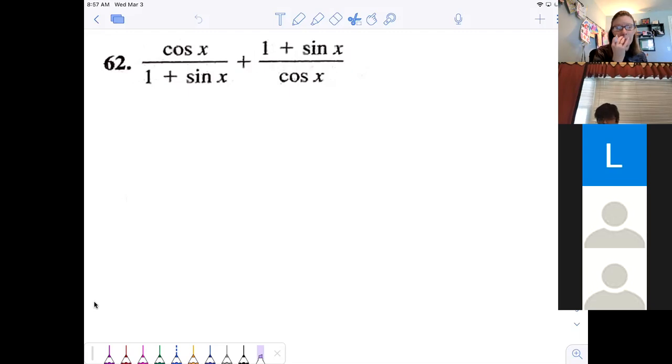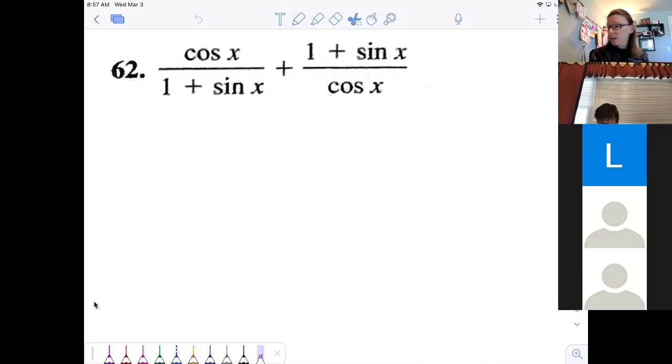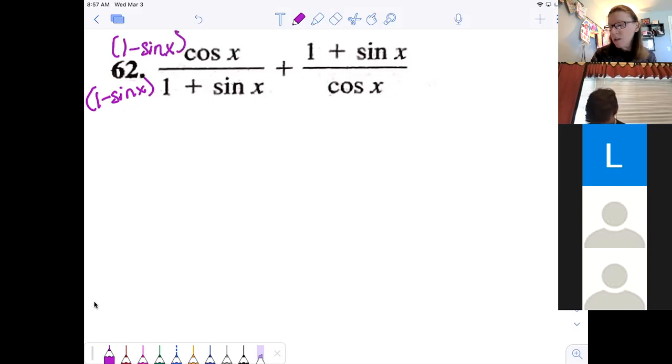I noticed that 1 plus sine x on the bottom, so I used the conjugate. So I did 1 minus sine x and multiplied the top and bottom. Yeah, so she's looking at the left fraction, and there's a 1 plus sine x, so we can multiply it by its conjugate. And then Darby, what did you get in the numerator and denominator of that first fraction? In the numerator, I got cosine x minus sine x cosine x, like they're multiplied by each other. And then on the bottom, I got 1 minus sine squared x.